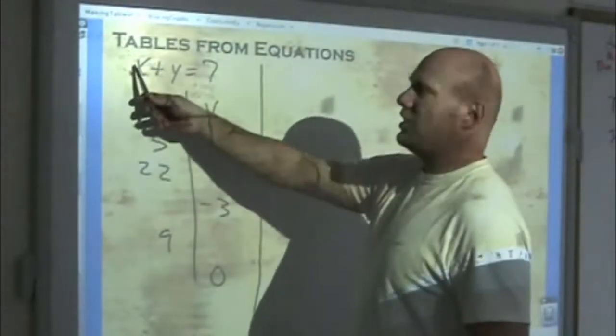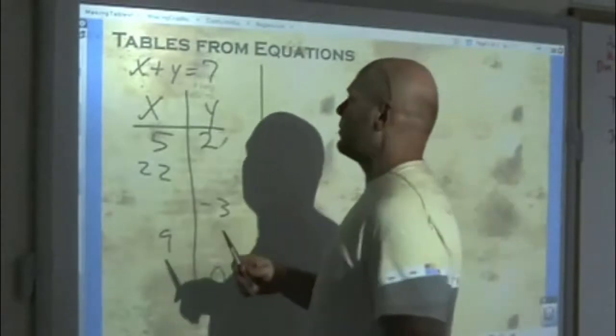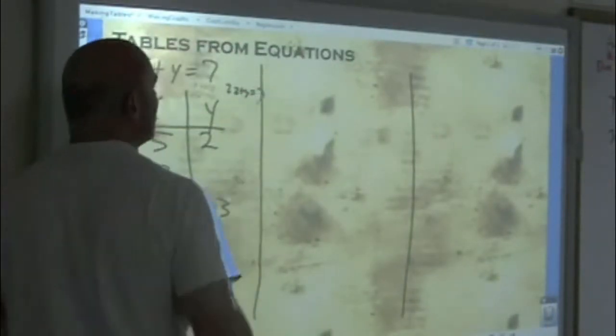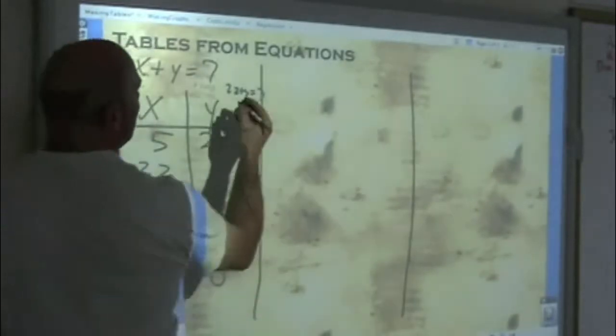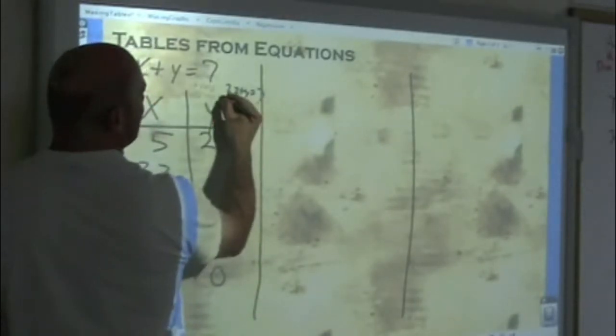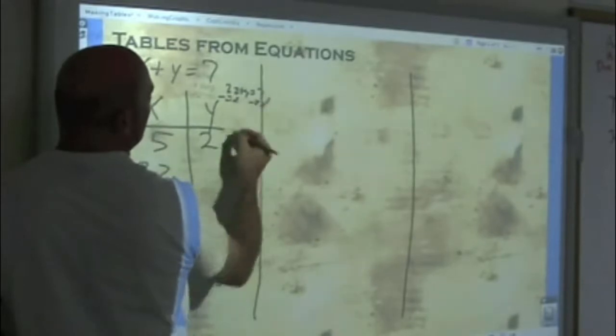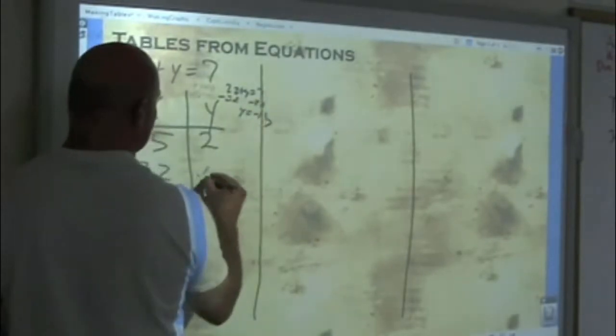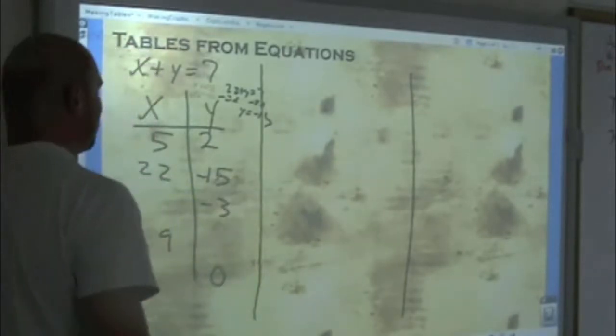If x is 22, well, how do we deal with that? So that's going to be 22 plus y is equal to 7. Some of you may realize what's going on here, but I can also just solve this thing. This is just a one-step equation. Subtract 22 from both sides. y turns out to be 7 minus 22, which is negative 15. So 22 pairs with negative 15.